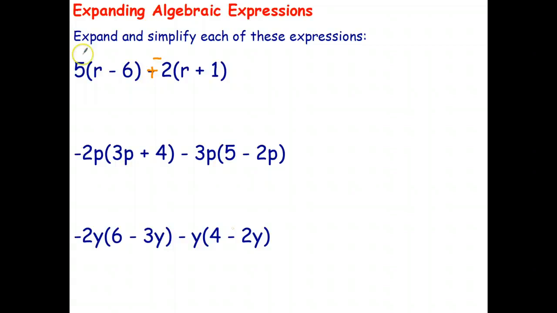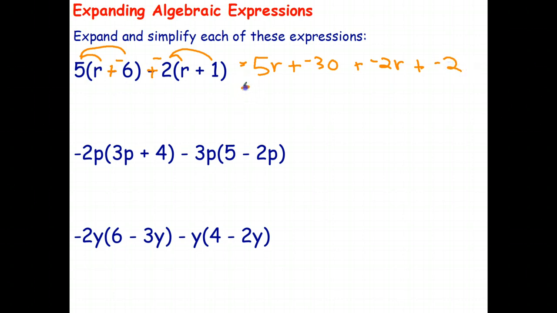Okay, let's go ahead and start by expanding. I better change that one to plus negative to be consistent. So I've got to multiply those two. Well, that gives me 5 times r, or 5r. Everything's going to be plus, and 5 times negative 6 is negative 30, plus negative 2 times r is negative 2r, plus negative 2 times 1 is negative 2.